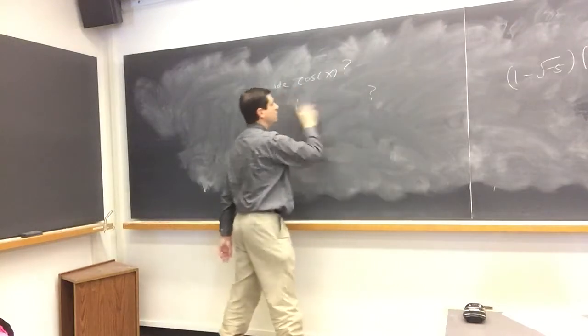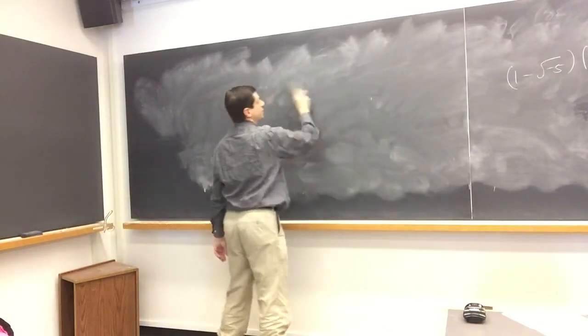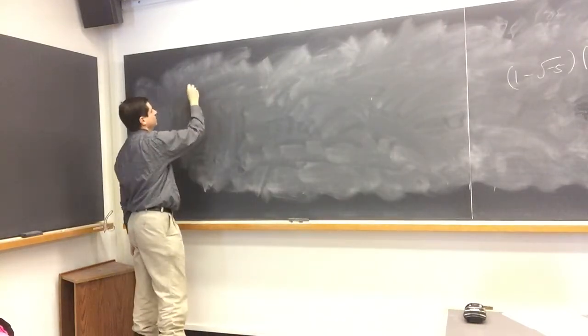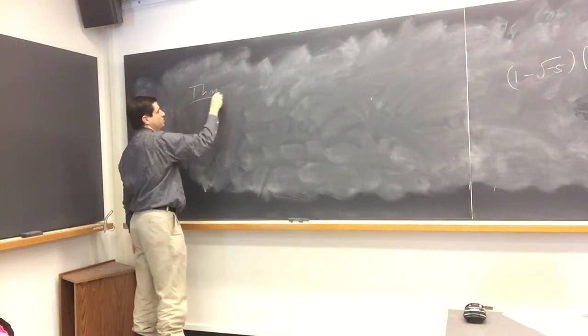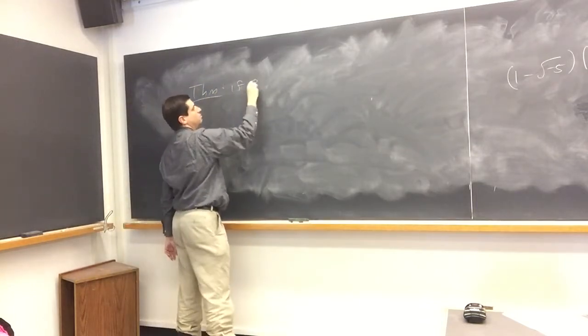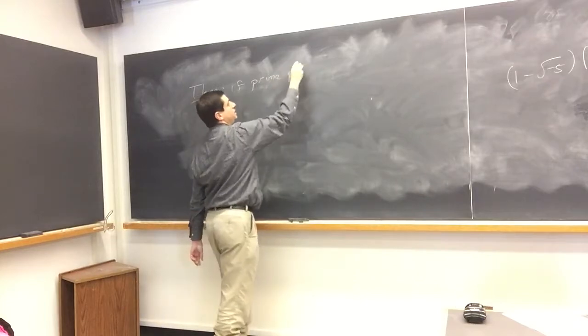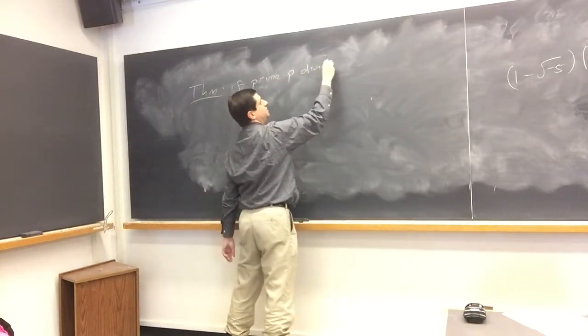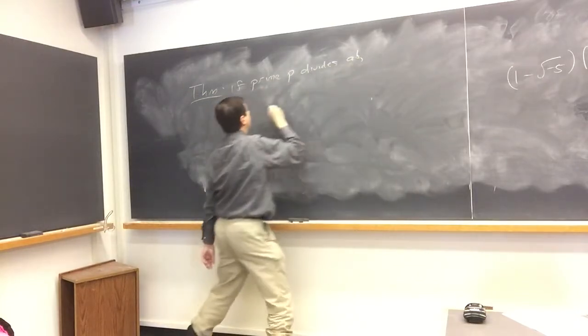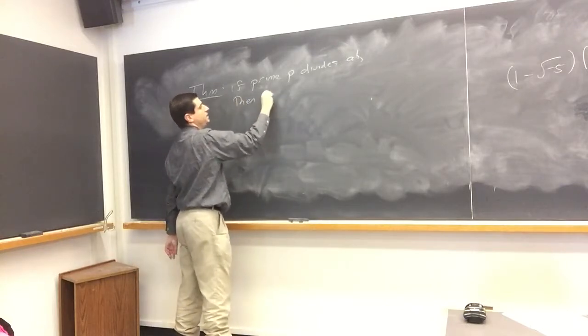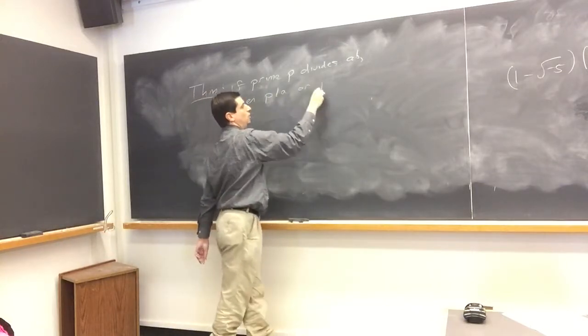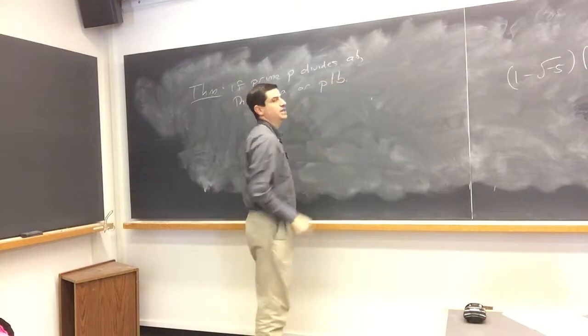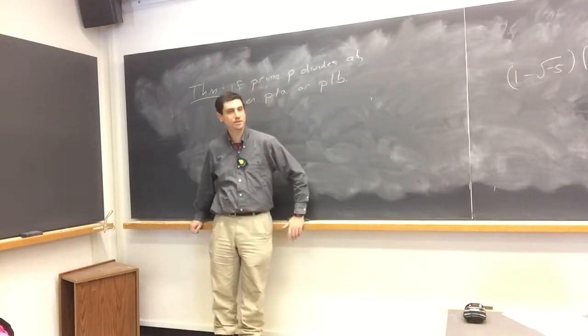So what I want to do is quickly prove this result. So, theorem. Well, I'll make it a theorem. I'm going to be generous with proof today. If a prime P divides AB, then P divides A or P divides B. Is it possible P could divide both A and B?